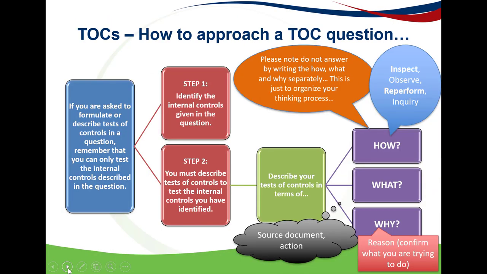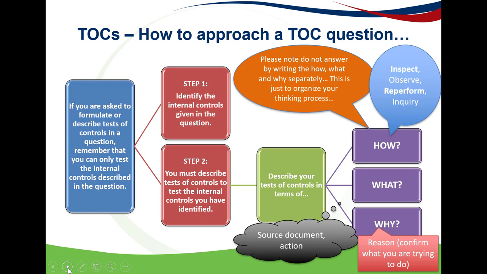So, to refresh your memory on a few concepts, let's firstly discuss how to approach a test of control question. Firstly, we will provide you with a scenario, and the question will typically require you to describe test of controls. Remember that you can only test the internal controls that are in the scenario. So the first step will be identify all the internal controls in the scenario. Then the second step will be to describe the test of controls to test these internal controls that you have identified.